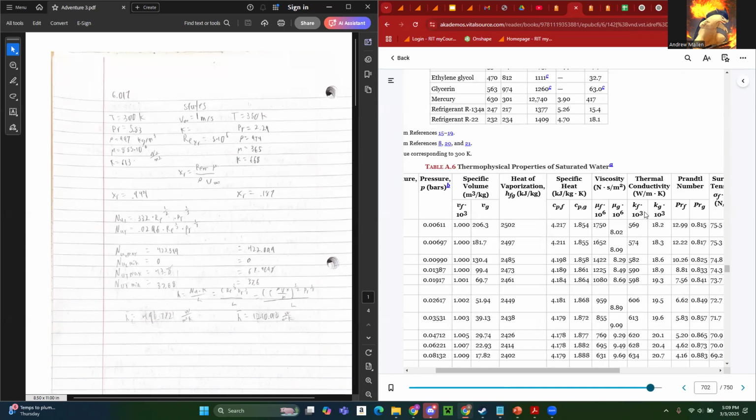It's the same with the thermal conductivity. It should say 10 to the negative 3, but unfortunately, as of this edition of the textbook, it's only saying 10 to the 3, which is incorrect. So that's something to keep in mind.